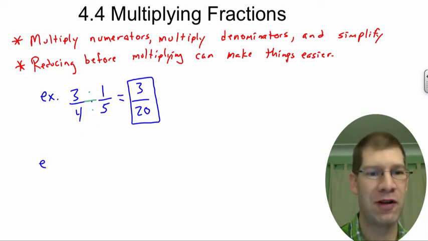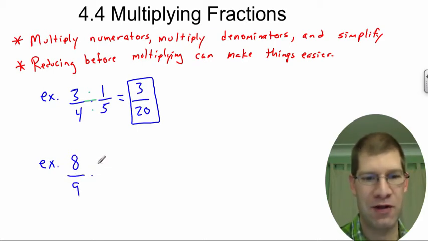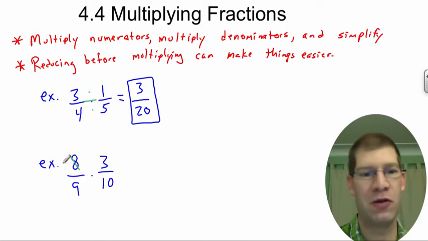Next example, we'll step things up a little bit. Really I just have two more examples. This one is going to be 8 over 9 times 3/10. And this one we're actually able to reduce like crazy. We could start out by saying the 8 and the 10 are both going to be divisible by 2, so they're both even. I divide the 8 by 2, I get 4. Divide the 10 by 2, I get 5.